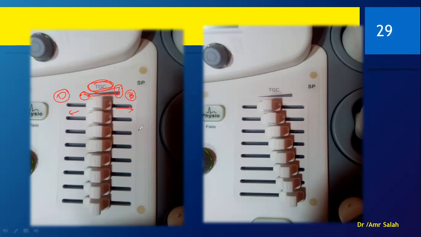Okay, now this controls what? It controls the gain of the brightness. So someone might ask me, then what is the difference between this TGC that controls the brightness and the one we've just discussed, the overall gain, this rotary knob? Now, in order to illustrate this, I'm going to explain it a little bit differently.